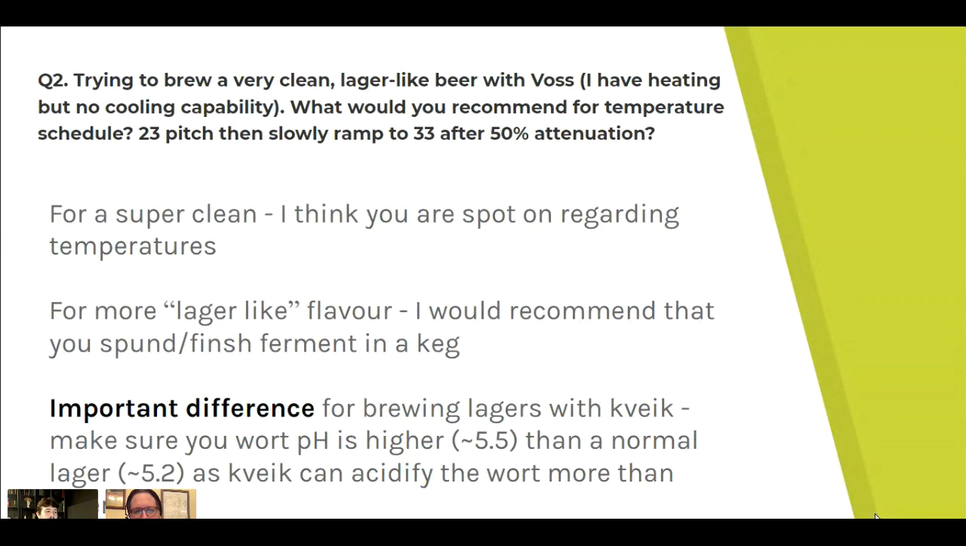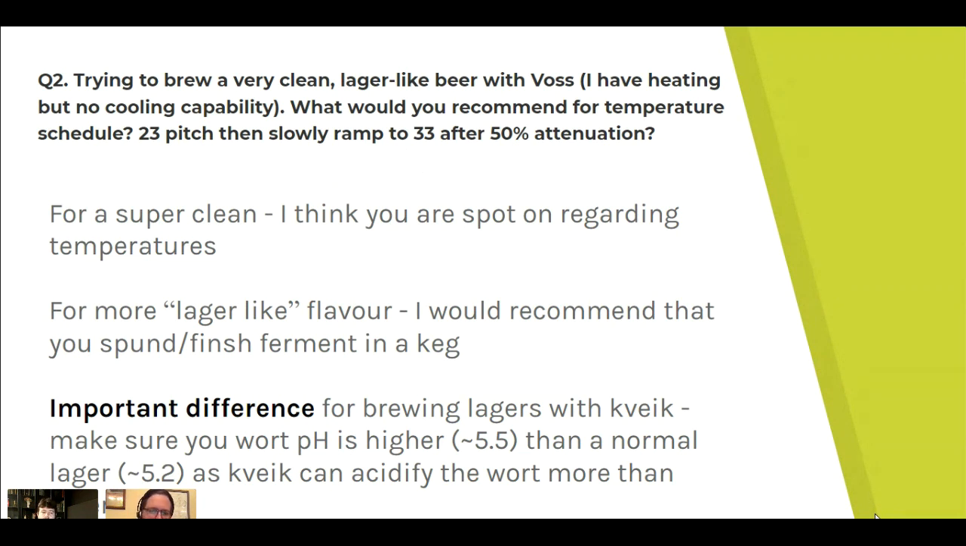Question 2. So, trying to brew a clean lager-like beer with Voss Kveik. I have heating but no cooling capacity. Would you recommend, for a temperature schedule, 23 pitch, then slowly ramp up to 33 at 50% attenuation? For super clean, I think you're spot on. If you were trying to go for more expressive, I'd probably go for the higher end, a 33, 34. That still feels really weird saying, but for the Kveik, that's exactly where you want it.